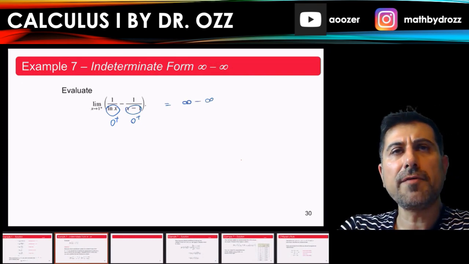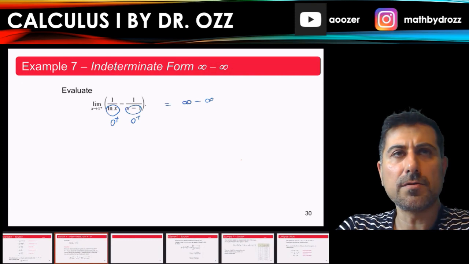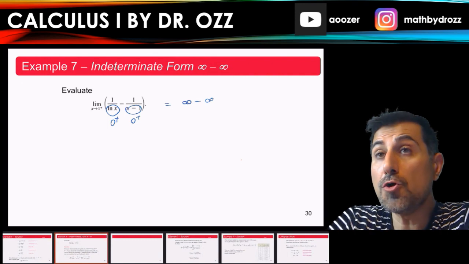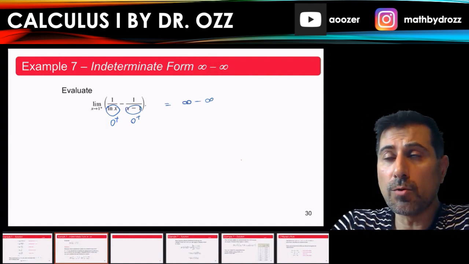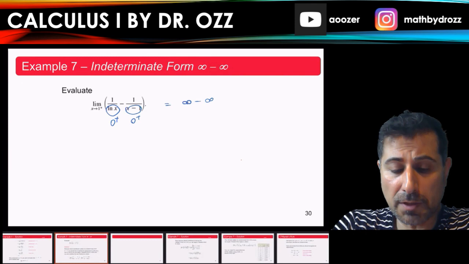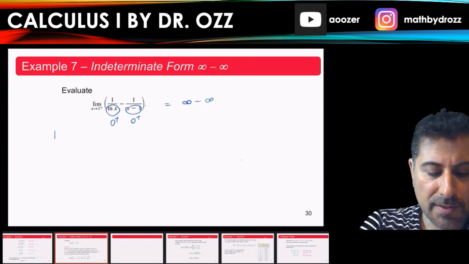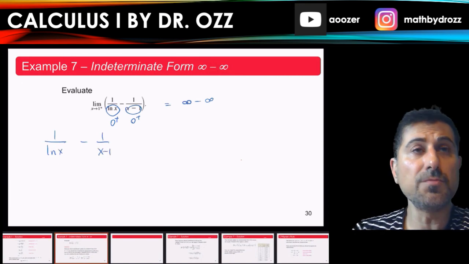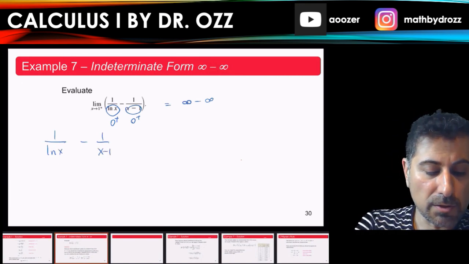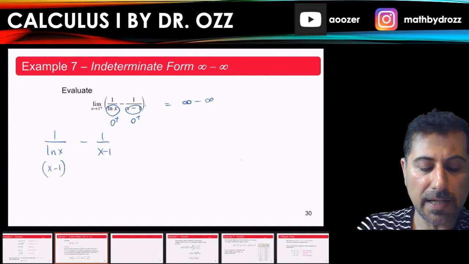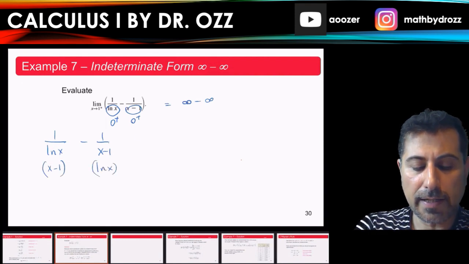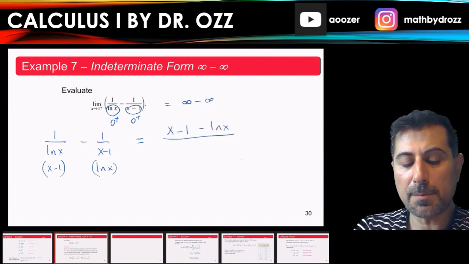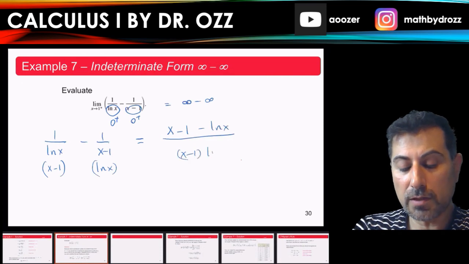Okay, so one of the ways to handle this problem is just to combine these two fractions and write it as one fraction with the hope of getting 0 over 0 or infinity over infinity type indeterminate form. So for that reason, I'm going to find a common denominator here and merge these two fractions into one. So here I'm going to multiply both top and the bottom by x minus 1, and here by ln x, so that I have x minus 1 minus ln x with the common denominator x minus 1 times ln x.